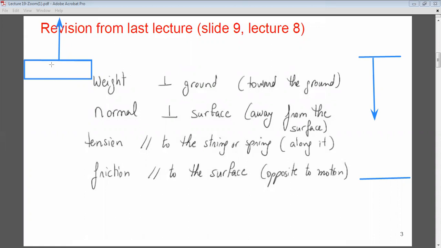It pushes away from the surface. Now, the surface doesn't always have to be horizontal. The surface can also be inclined, like a slope. So in this case, the normal is also perpendicular to the surface. And in this case, it will be like this. Okay, so it's not always vertical. It can also have an angle, because in this case, the inclined plane has an angle.